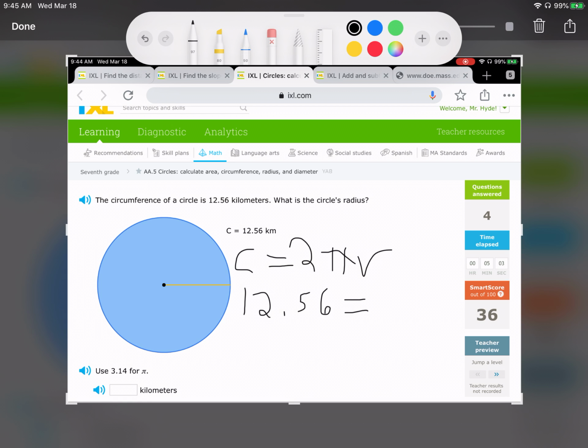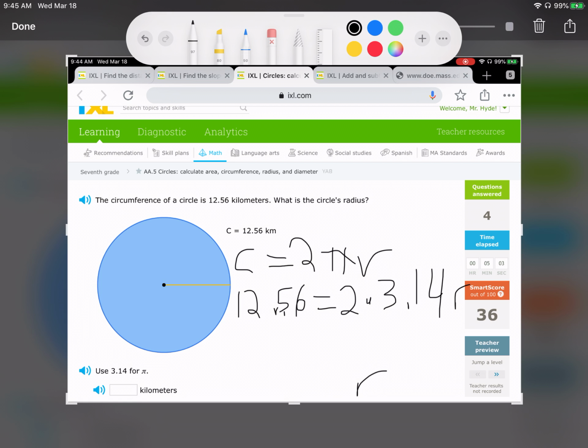I'm really running out of space now. So 2 times 3.14. Let's try to have a little more space here. 12.56 equals 2 times 3.14 R. So this one, I want to know what R is.